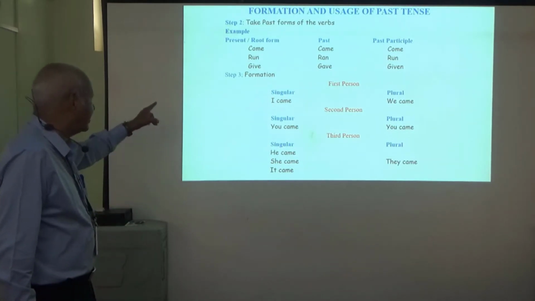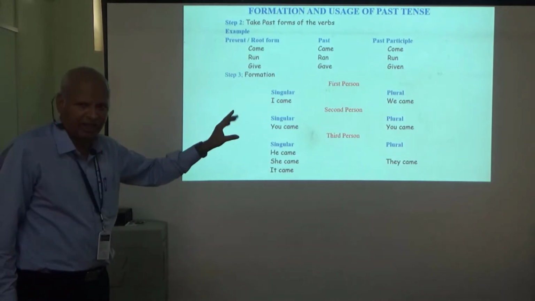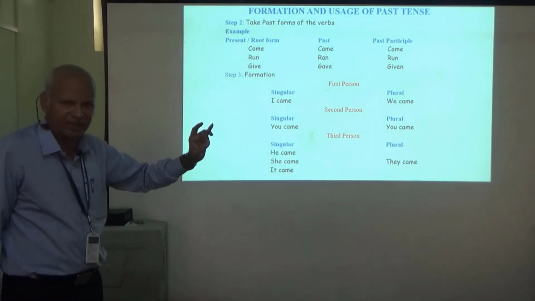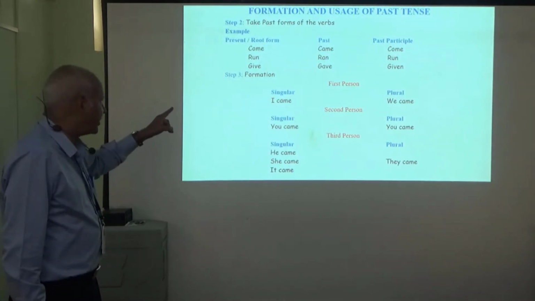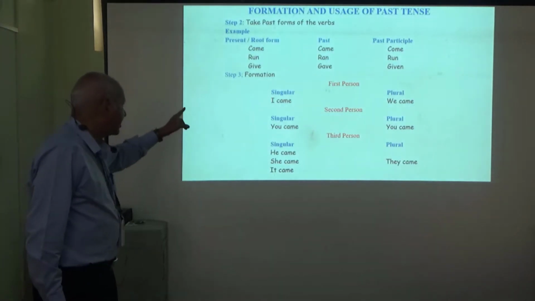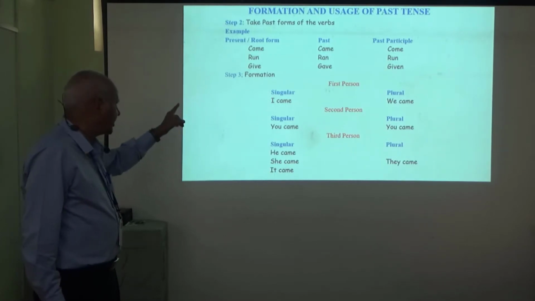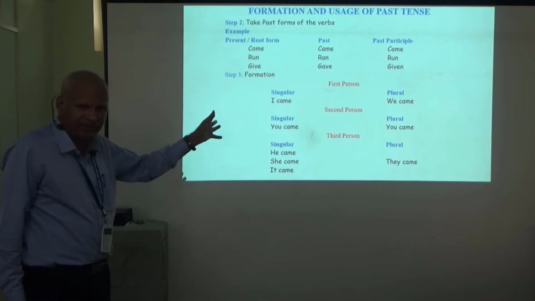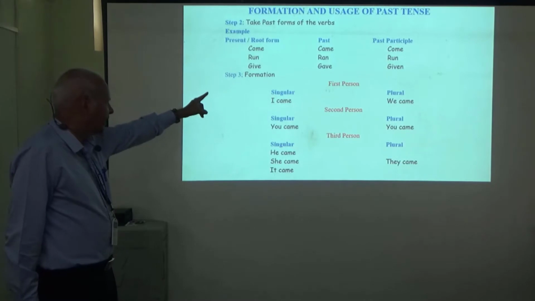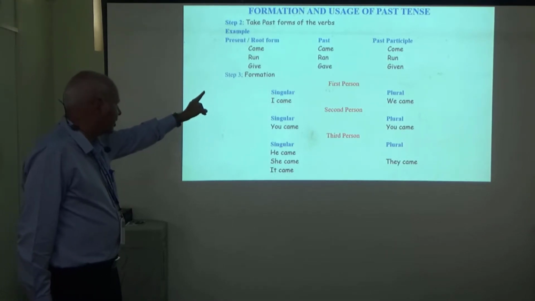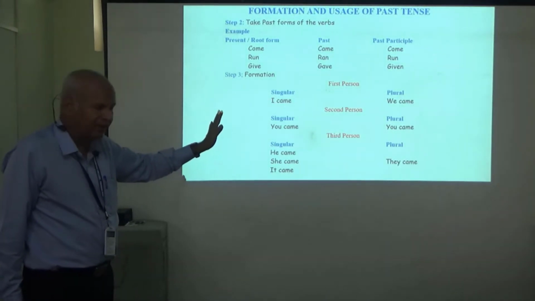While forming the simple past tense, we have to take the past form of the verbs. Here you see examples: present form, past form and past participle form. There are 3 forms, present, past and past participle. Here you see come, came, come; run, ran, run; give, gave, given. So these change from present to past and past to past participle. Now we take came, ran, gave. This is the past form to form the simple past tense.